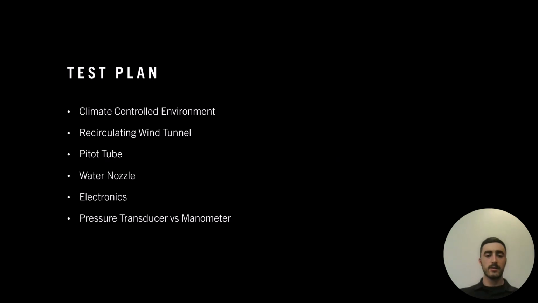My name is Daniel Canesso. I'm going to be going over the first portion of methodology, including the test plan, experimental conditions, variables, and parameters in the experimental setup. So for our test plan, we needed to create a climate-controlled environment, and we did this through use of a chest freezer.